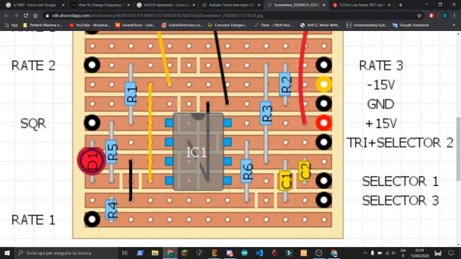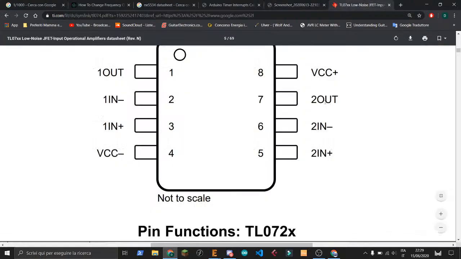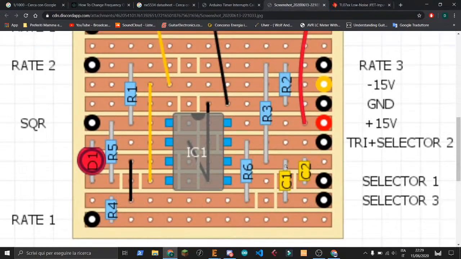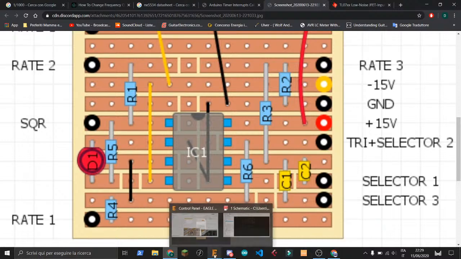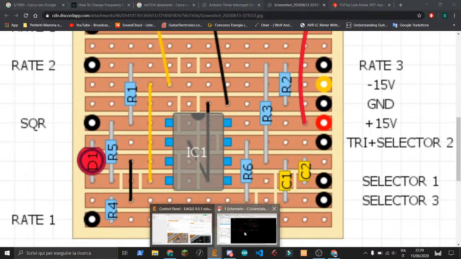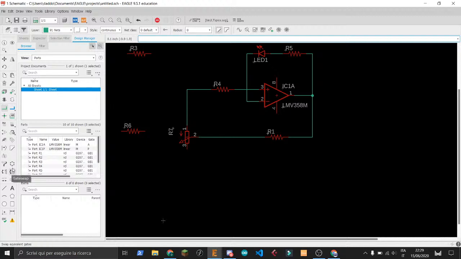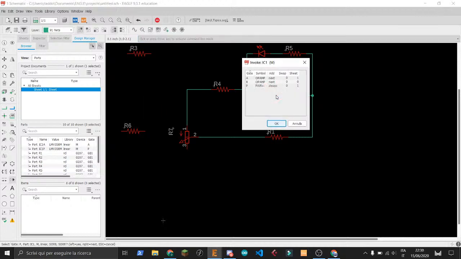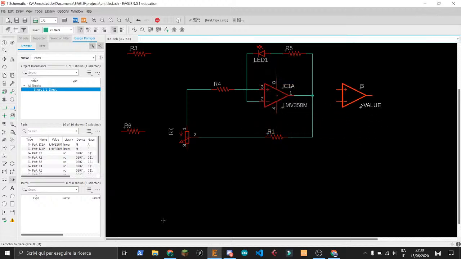R6 is connected to R4 and is connected to this pin here that is 2 out. It's 2 out. Okay. In Eagle schematic, I need to invoke the op amp. Next. Okay, this is the other op amp.